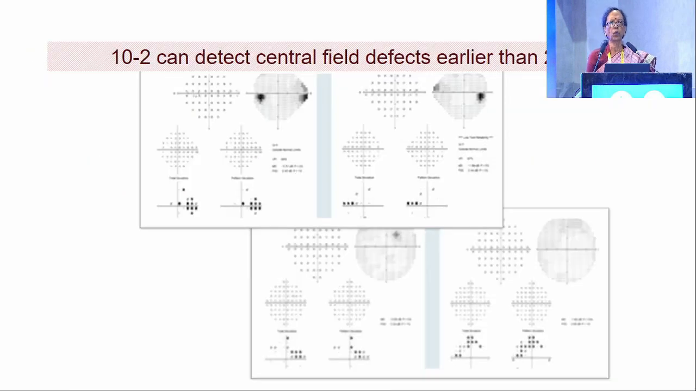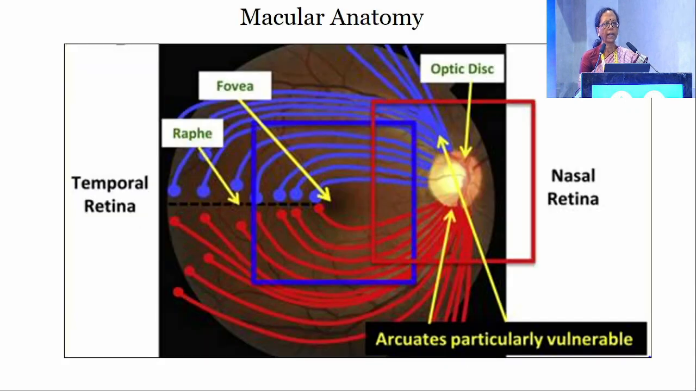So if we do only 24-2, we can miss certain 10-2 field defects which are well delineated in the 10-2. So it should be done if we suspect something is happening at the center. I am coming to that later on. A little knowledge about the macular anatomy is important.